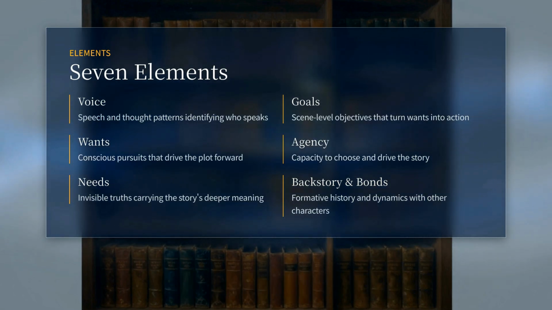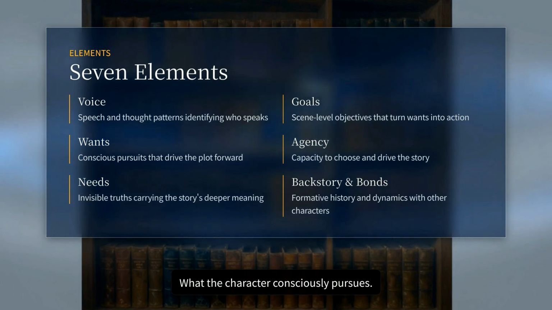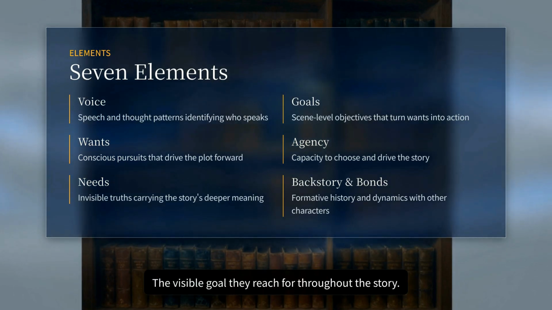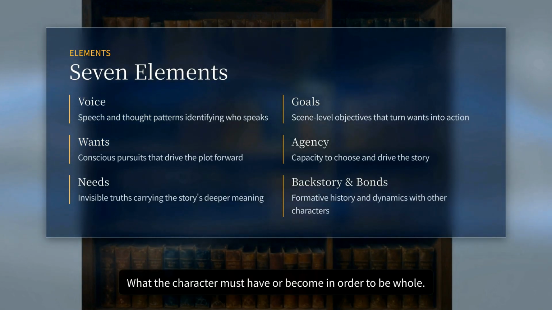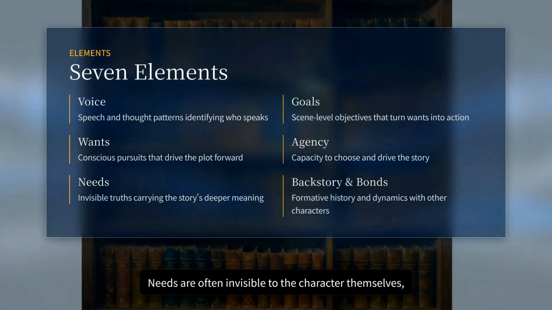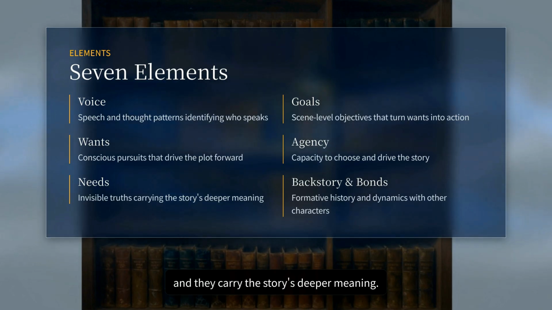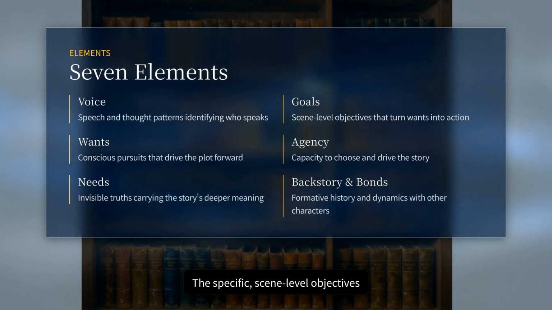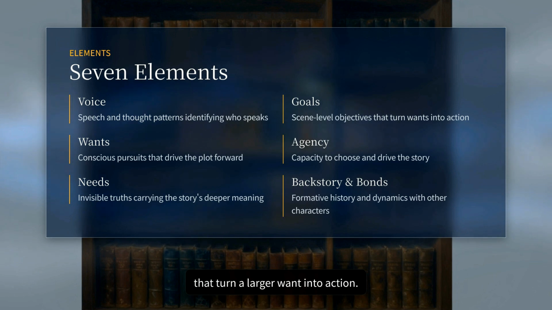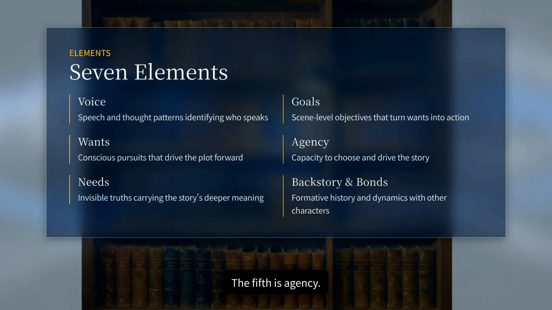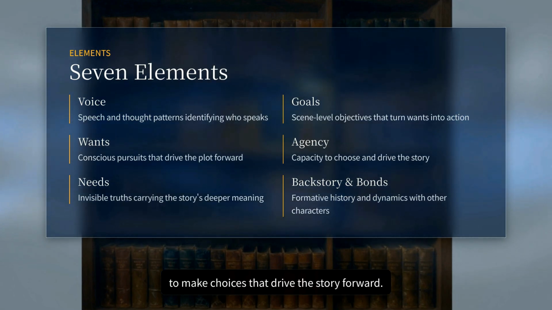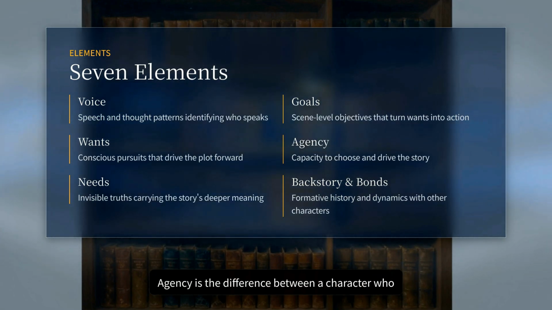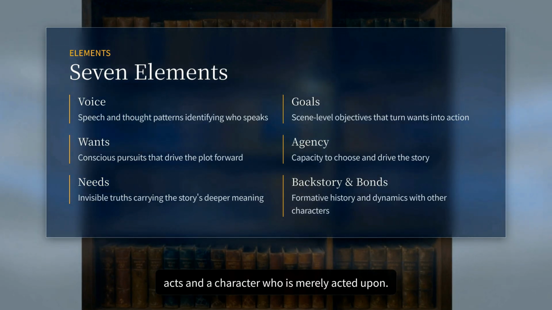The second is wants, what the character consciously pursues, the visible goal they reach for throughout the story. Wants drive plot. The third is needs, what the character must have or become in order to be whole. Needs are often invisible to the character themselves, and they carry the story's deeper meaning. The fourth is goals, the specific scene-level objectives that turn a larger want into action. The fifth is agency, the character's capacity and willingness to make choices that drive the story forward. Agency is the difference between a character who acts and a character who is merely acted upon.